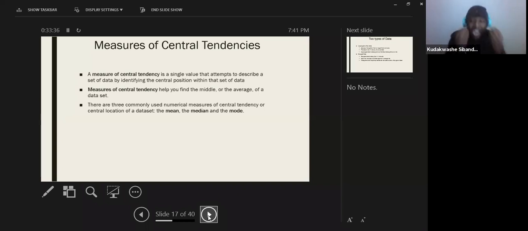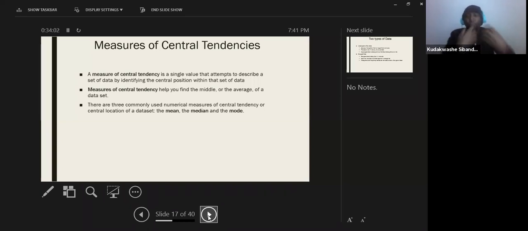It is a single value that attempts to describe. Remember, descriptive statistics summarize and describe data. So measures of central tendencies are part of what is called descriptive statistics. Why? Because it is a single value that attempts to describe a set of data by making use of a central position within the set of data.